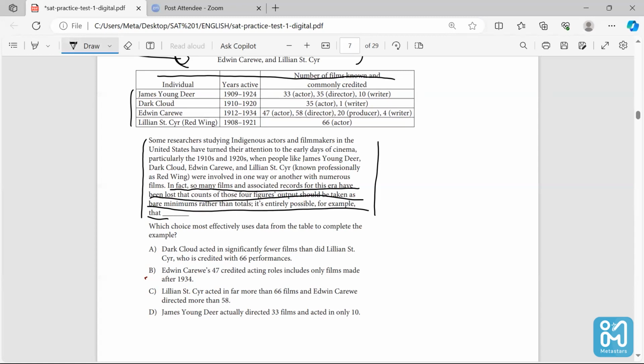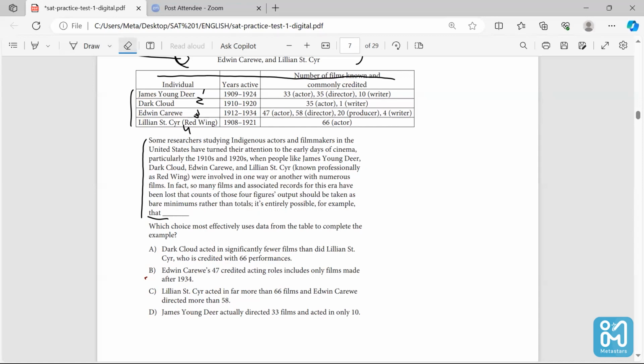It's nearly entirely possible. In fact, so many films and associated records for this era have been lost, the counts of those four figures. I'm talking about 1, 2, 3, and 4. Output should be taken as bare minimum. So these guys, what now? I'm talking about bare what? Minimums.